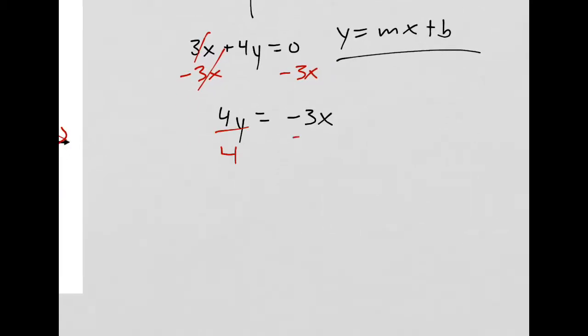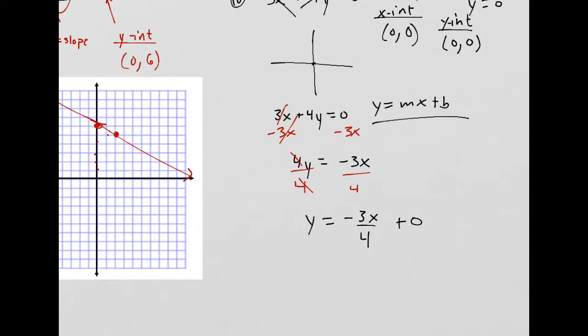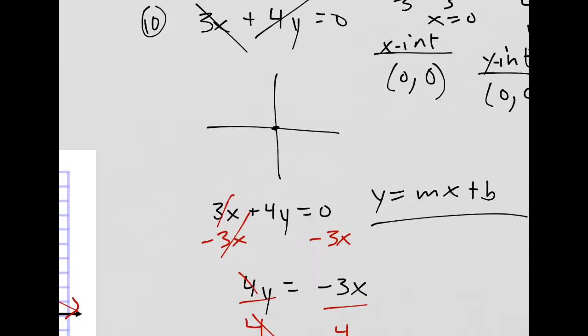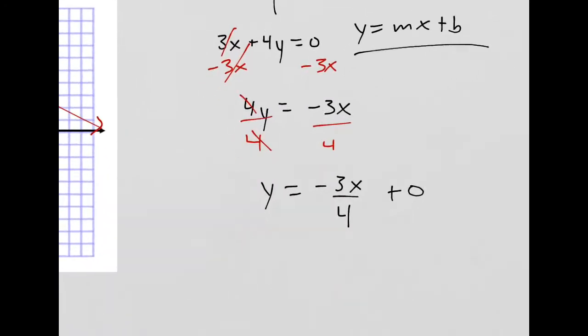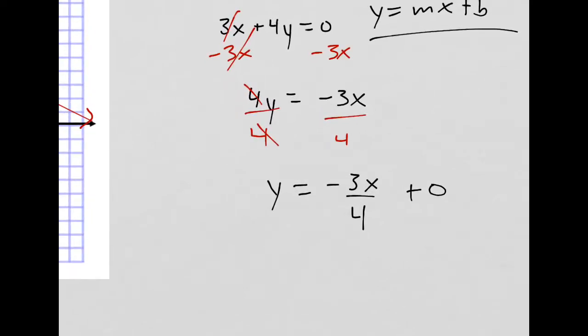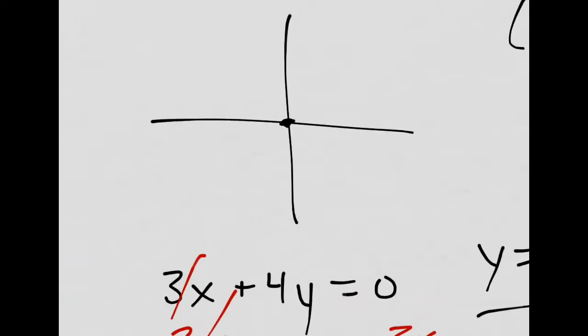So then I could divide by 4. Actually, maybe I will write it: negative 3x over 4, plus 0, like I had before. You could say minus 0 as well. Then, what do I know now? I know that this is the y-intercept. Okay, good. I already got that. It's also the x-intercept. But there's the y-intercept, and then here's my slope. So I just count it. Down 3, 1, 2, 3, over 4. 1, 2, 3, 4. So down 3 over 4.